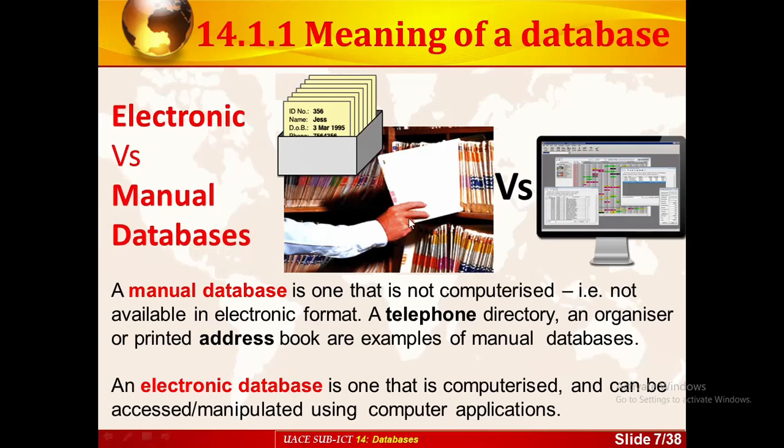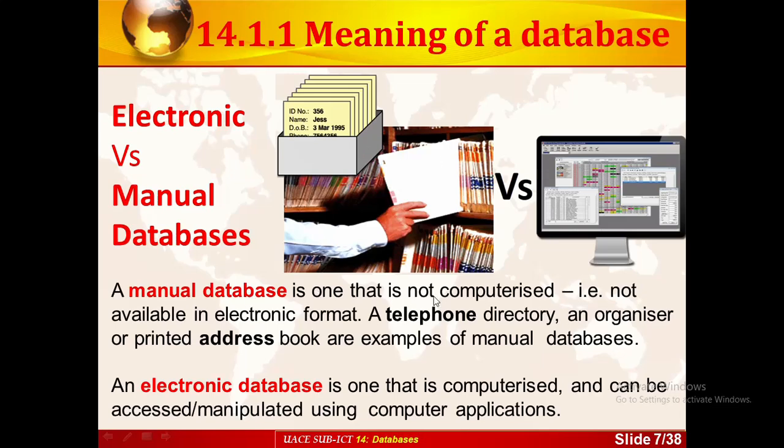Then we have the database types. Like I showed you from the beginning, this is what we call the manual database, and this is what we call the electronic database. This is where we are right now. Before this, we used to use this, but right now we're using this. All the data you're seeing here is now converted into the system for easier access.